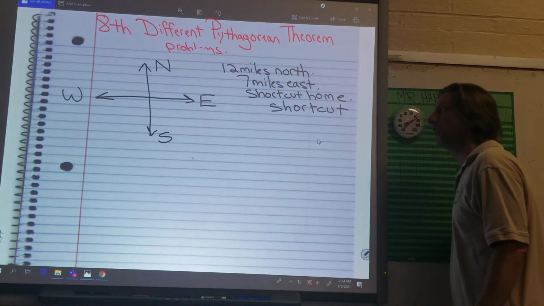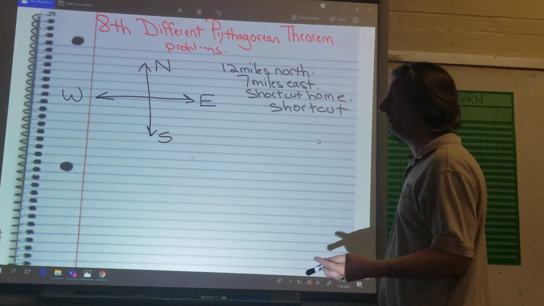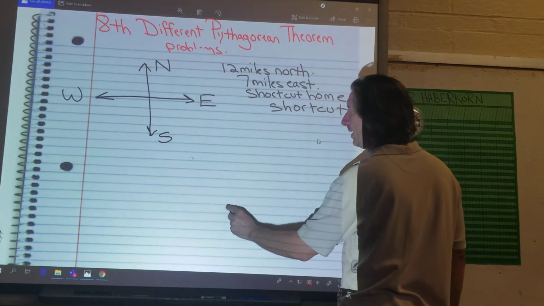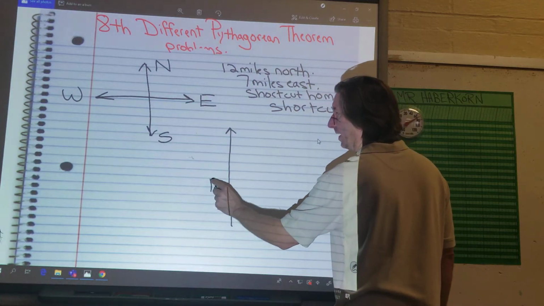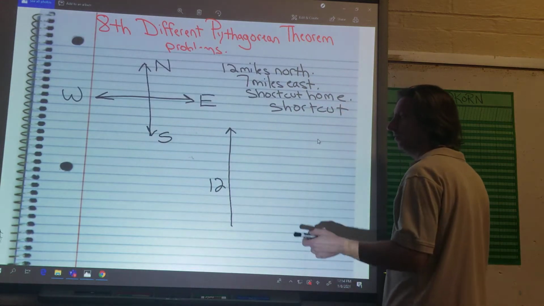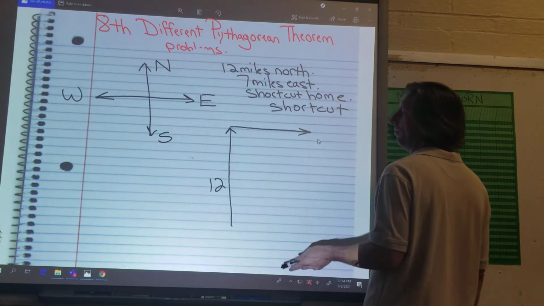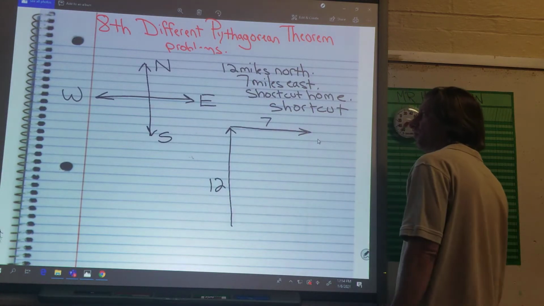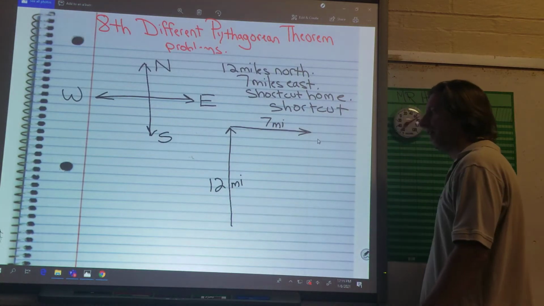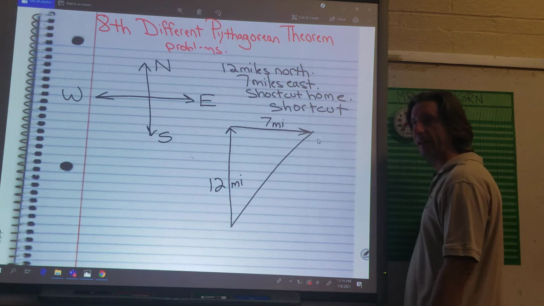All right? So when you see problems like this, all you have to do is draw a picture. We know north on a map is generally up, right? So for 12 miles north, I just draw a line going up, put a 12 by it. Then it says 7 miles east. Well, east is to the right on maps. So from that 12 miles up, this one's going to be a little shorter because it's 7. I'm just guesstimating how long they are. So this is 7 miles, this is 12 miles. And then they said you took a shortcut home. That just means back to the beginning, right?